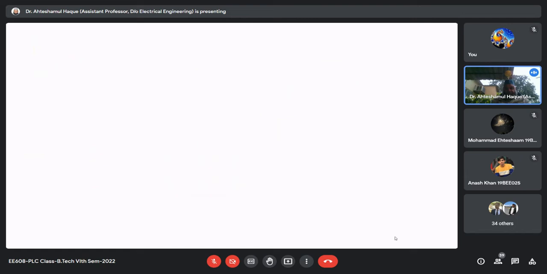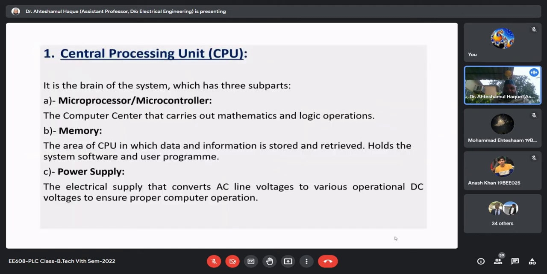Okay, so now coming to the next topic, that is the central processing unit. The central processing unit is the same as a computer system, but it has a little difference. The brain of the system has three main subparts. One is the microprocessor or microcontroller, in which all the computation is done. For example, let's say you want to stop the operation after a certain number of products are manufactured. Then the microcontroller is programmed in such a way that after this many cycles it gives the command to open the circuit and the relay works accordingly. So that's the main part of the central processing unit.